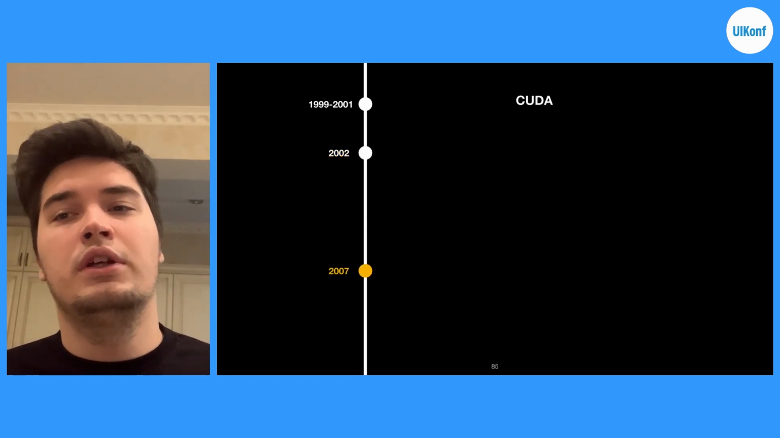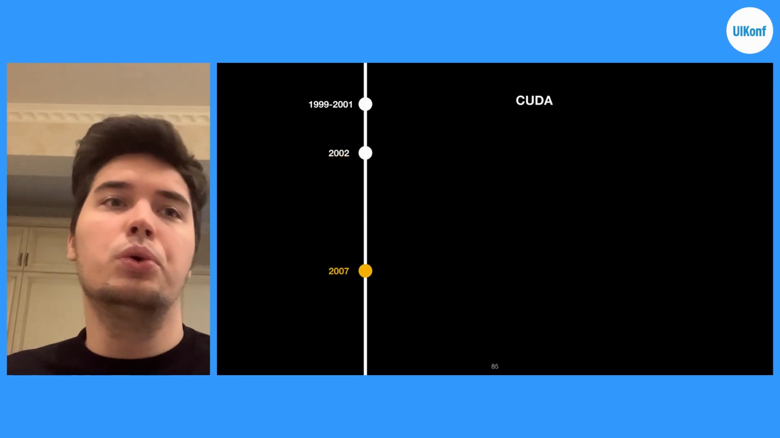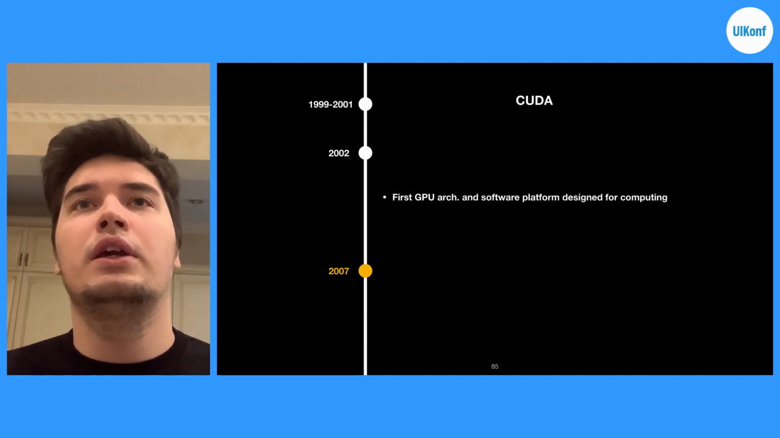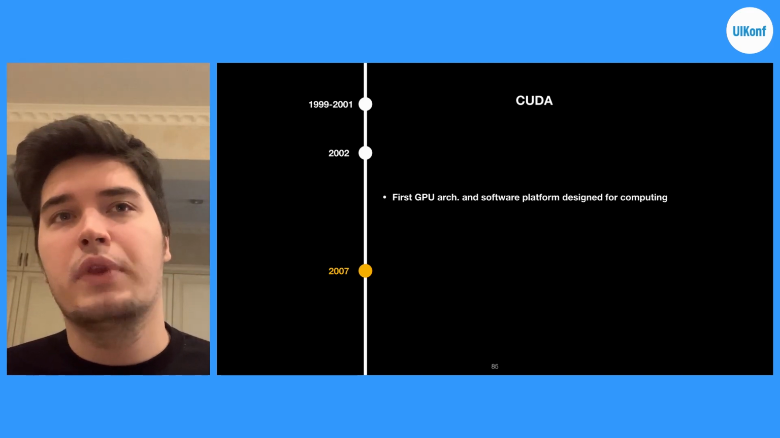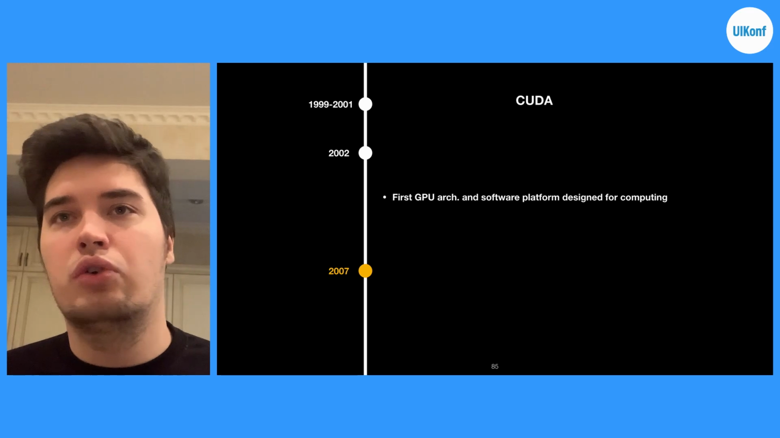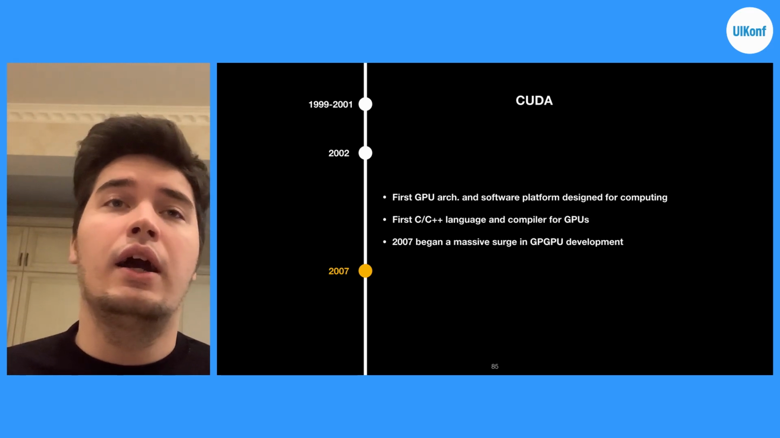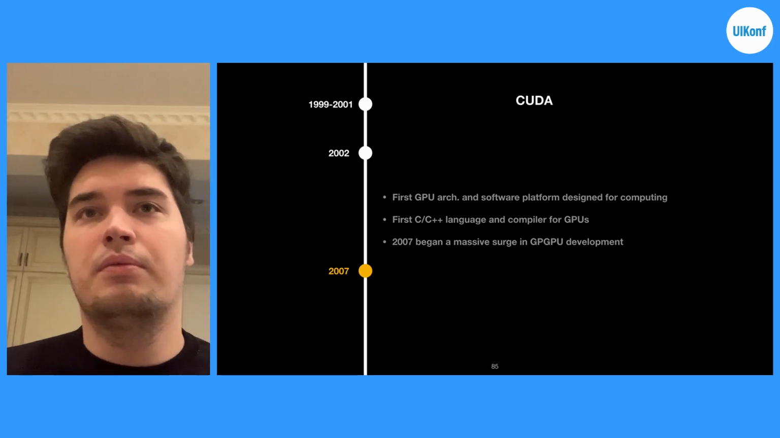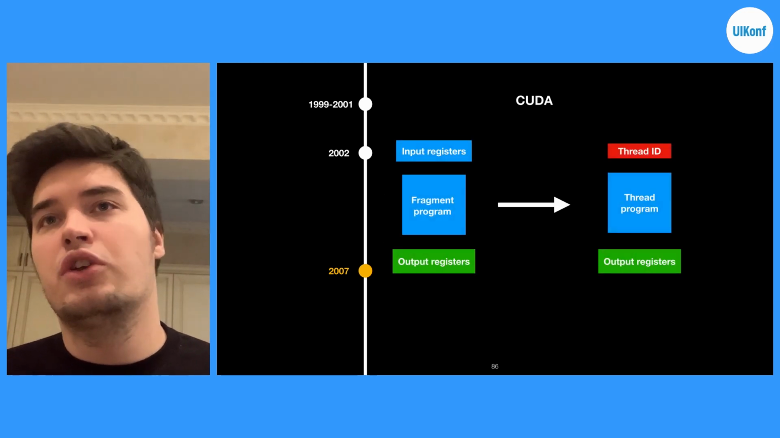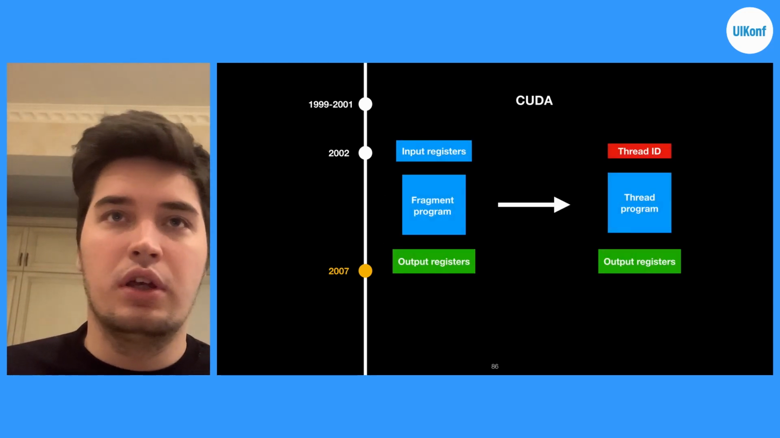But it really all started to be cool in 2007 when NVIDIA introduced CUDA, which was the first GPU architecture and software platform designed specifically for computing. And it did a really basic thing, but it enabled general purpose development for the GPU.